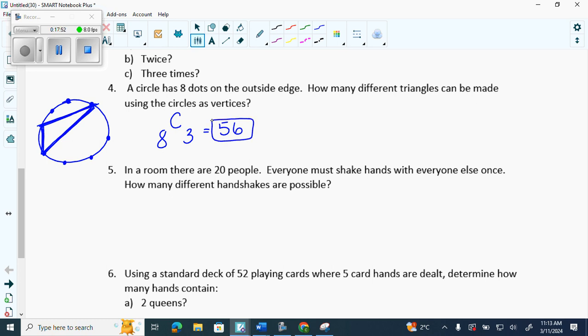So we talked about the handshake one. In a room, there are 20 people. Everyone must shake hands with everyone else once. How many different handshakes are possible? So I have 20 people. Coming together faster doesn't change how your handshake happens, right? In this case, 2 people shake hands like normal. So I choose 2 at a time. What's 20C2? 190? D?